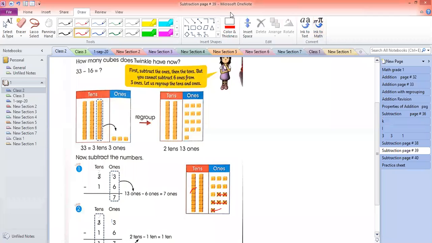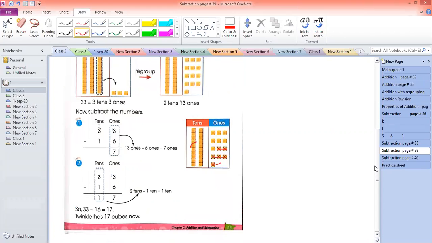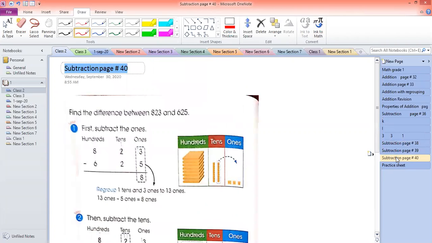Okay, I'm going to unmute all of you. Yes, guys, do you understand it? Yes. Yes. Yes. No. Do you understand it, guys? Yes. Yes. Okay. Yes, I understand. Come to page number 40 now.